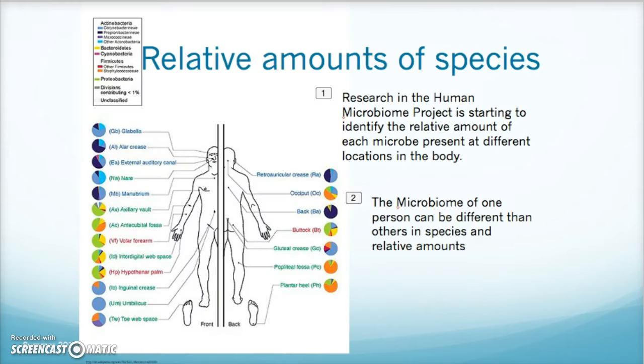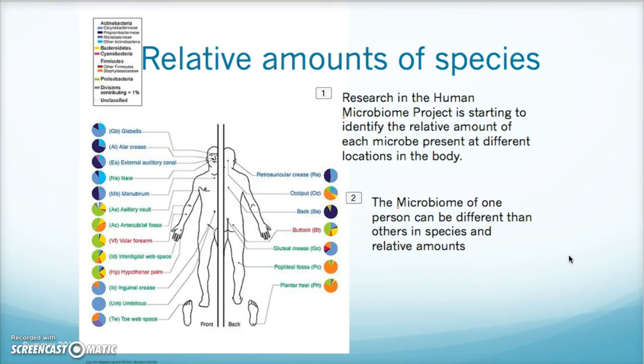So in recapping, this is a picture looking at the different locations on the body and showing some of the major bacteria that you would find at each of these locations. This is part of the Human Microbiome Project, which is trying to identify how much of each microbe is present at different locations. We'll discuss this later in the semester.